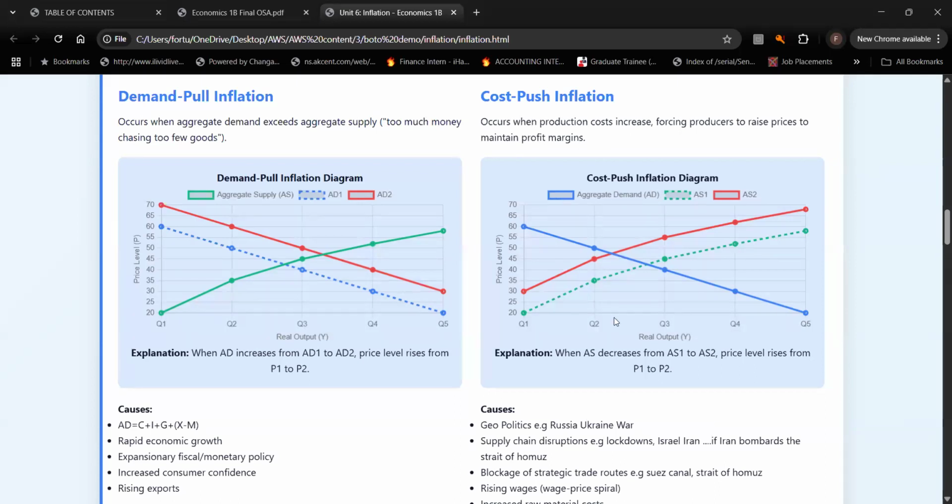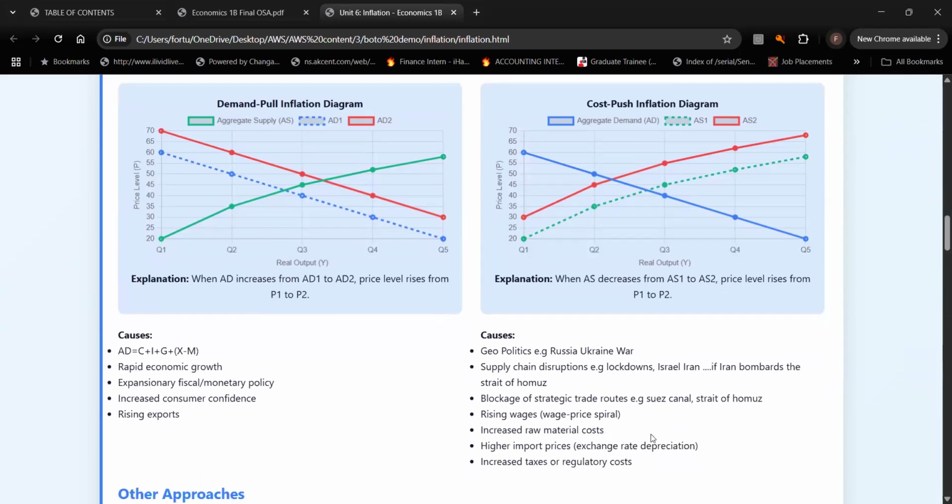From there, you'd realize that increases in the cost of production come from a wide variety of places. The causes of the increases in the cost of production can be from a geopolitical perspective, when there's war.